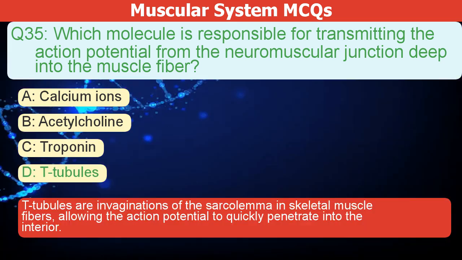The correct answer is D. T-tubules are invaginations of the sarcolemma in skeletal muscle fibers, allowing the action potential to quickly penetrate into the interior.